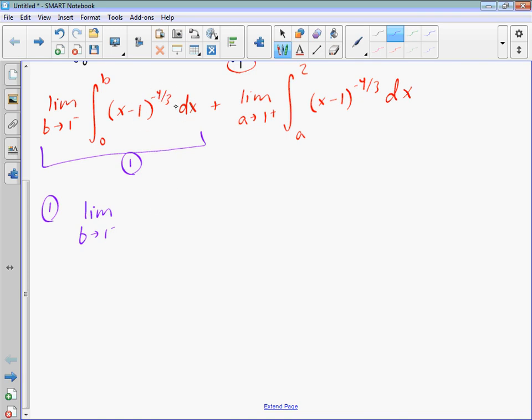Add 1 to the exponent. So if I add 3/3, I get x minus 1 to the negative 1/3. And then what do I have to do? Nope. You divide by the new exponent, right? Or multiply by negative 3, because if you're dividing by negative 1/3, that's the same as multiplying by negative 3. And do I have to worry about the 1 over m? No, because my m is 1 here. Okay. And then I'm taking this from 0 to b, right?